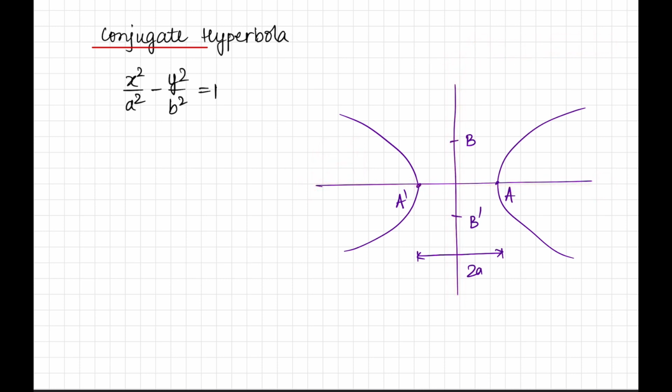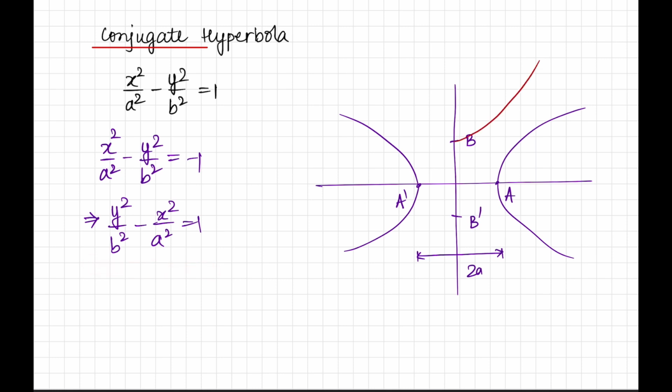In order to do that, let me write another equation in the following format. x square by a square minus y square by b square equals minus 1. So what we have done is 1 is replaced by minus 1. If we rewrite this equation, we obtain y square by b square minus x square by a square equals 1. And if we now want to draw this new hyperbola, its diagram would look somewhat in the following manner.